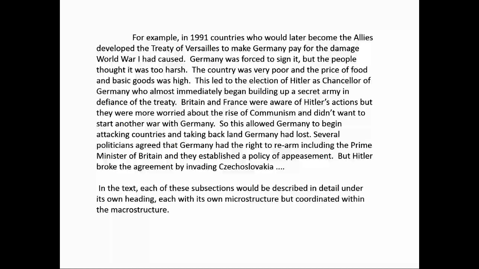This led to the election of Hitler as Chancellor of Germany, who almost immediately began to build up a secret army in defiance of the treaty. Britain and France were aware of Hitler's actions, but they were more worried about the rise of communism, and they didn't want to start another war with Germany, and so this allowed Germany to begin attacking countries and taking back the land. Several politicians agreed that Germany had the right to rearm, including the Prime Minister of Britain, and they established a policy of appeasement, but he broke the agreement by invading Czechoslovakia.